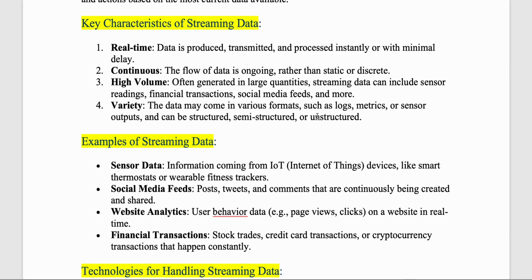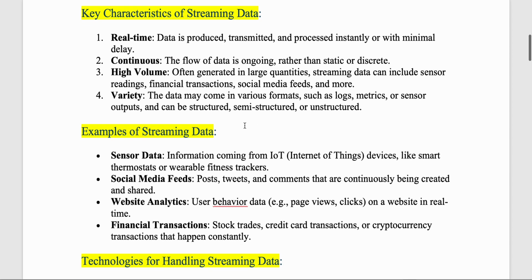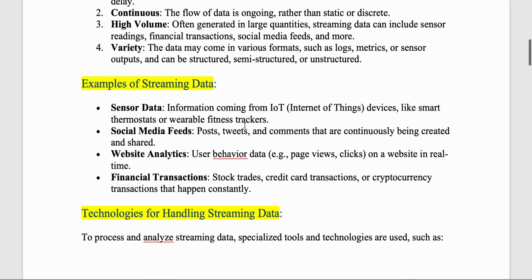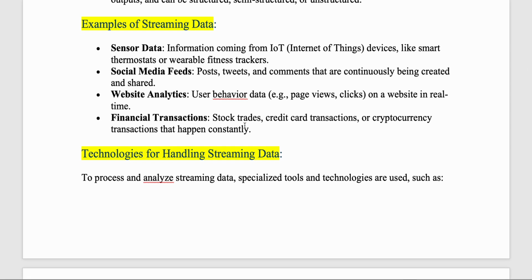Then social media feeds, like posts, tweets, and comments that are continuously being created and shared. Another is website analytics, like user behavior data, page views, clicks, or whatever action a user takes on a particular website; that is also real-time data. Then financial transactions, like stock trades, credit card transactions, or cryptocurrency transactions, are happening constantly. So these are examples of streaming data. We understand what streaming data is, what its characteristics are, and what the examples are. Now we can see what technologies are used for handling streaming data.